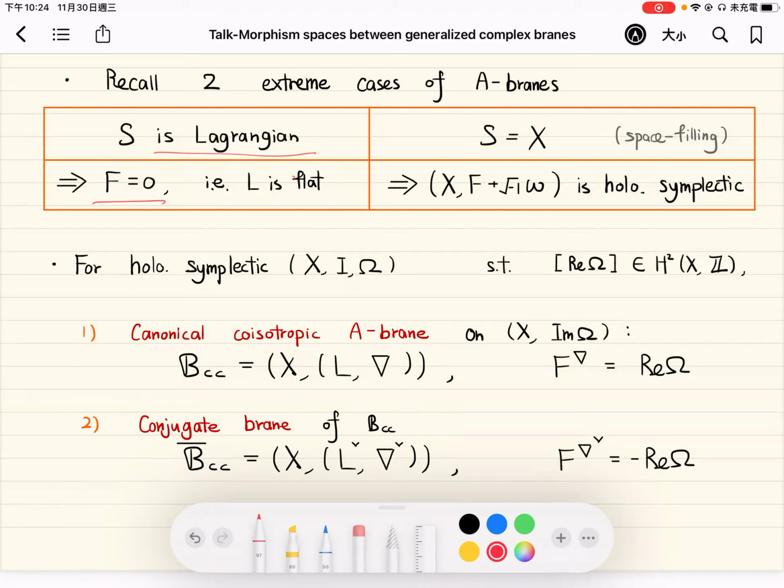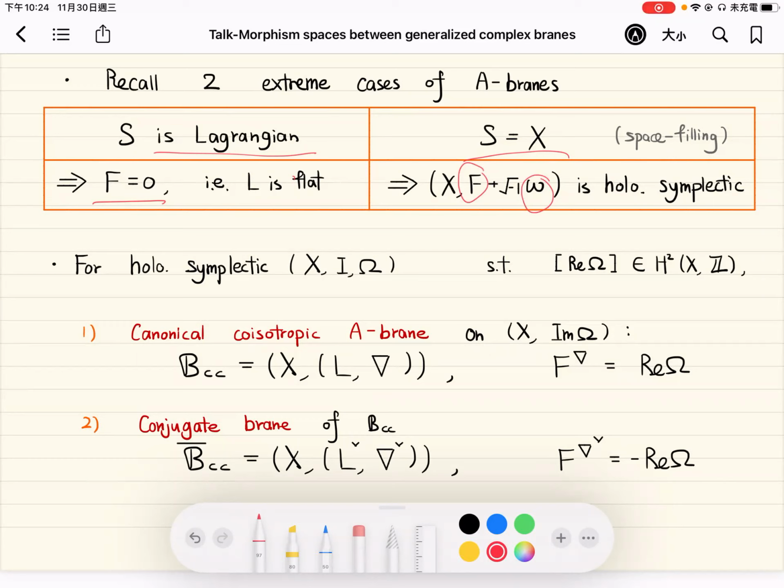But on the other hand, if we assume the dimension of the support to be maximal, that means space filling. You assume the S to be the whole ambient manifold X. Then it implies that the ambient manifold X has a holomorphic symplectic structure given by the original real symplectic form and the additional curvature two form on the brane.